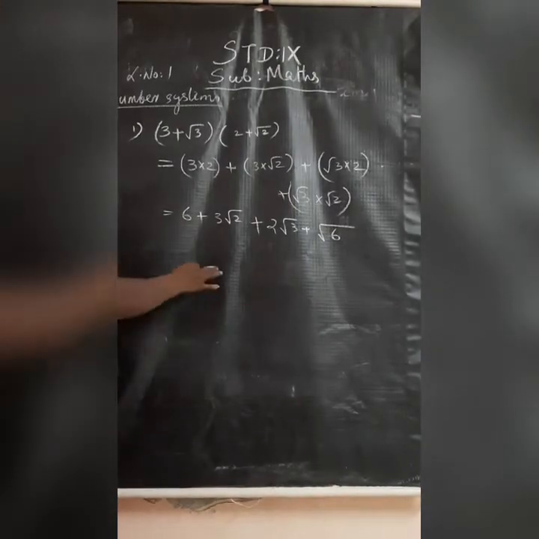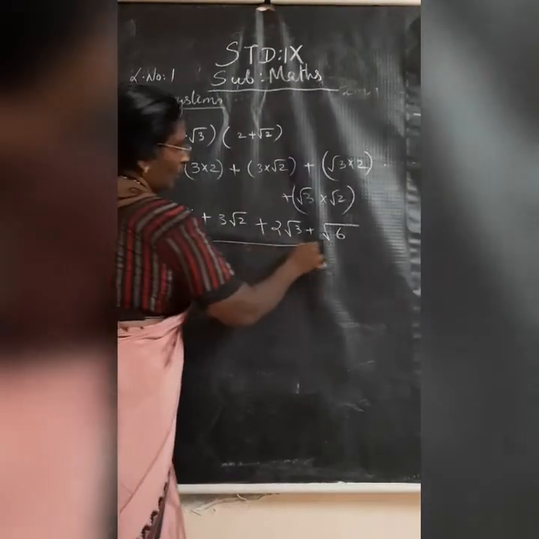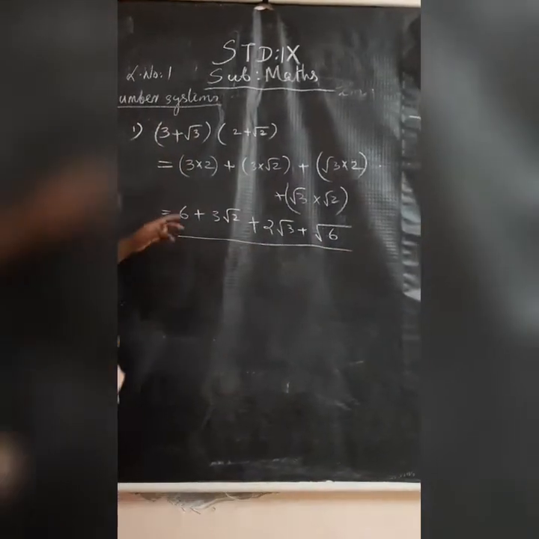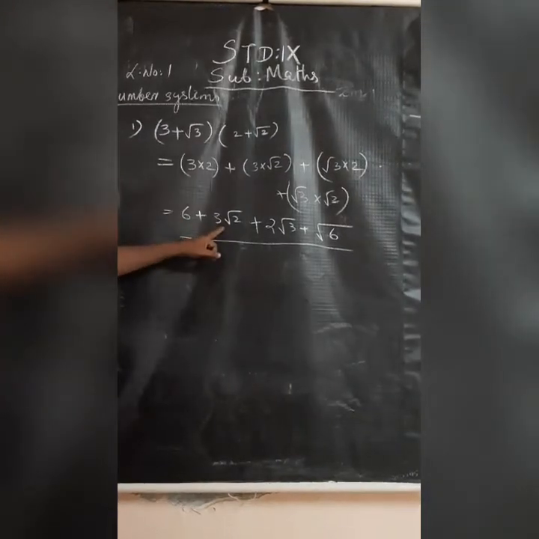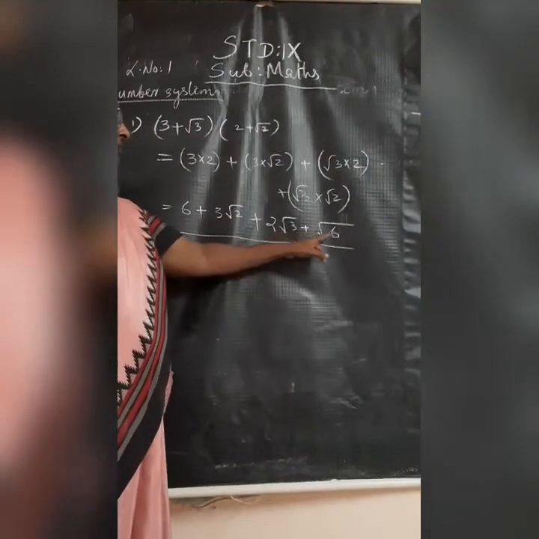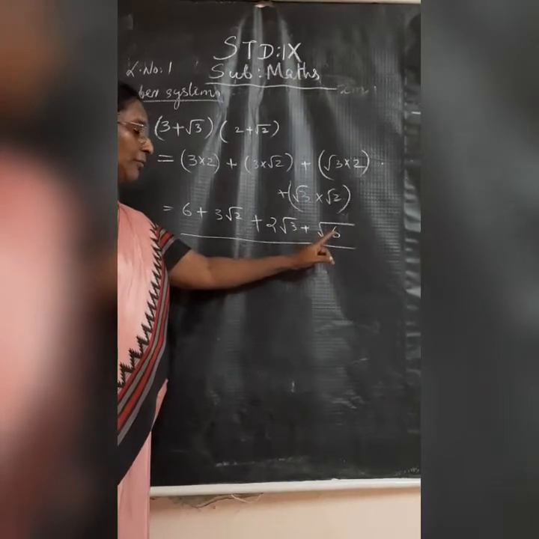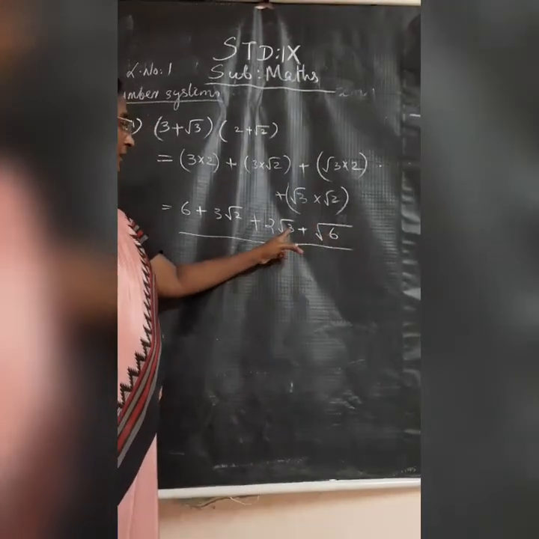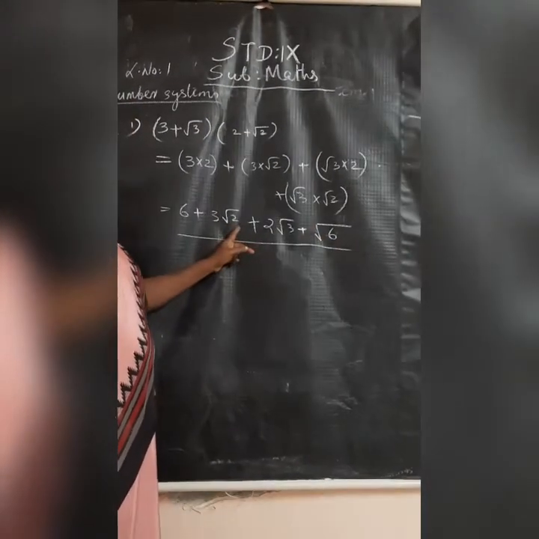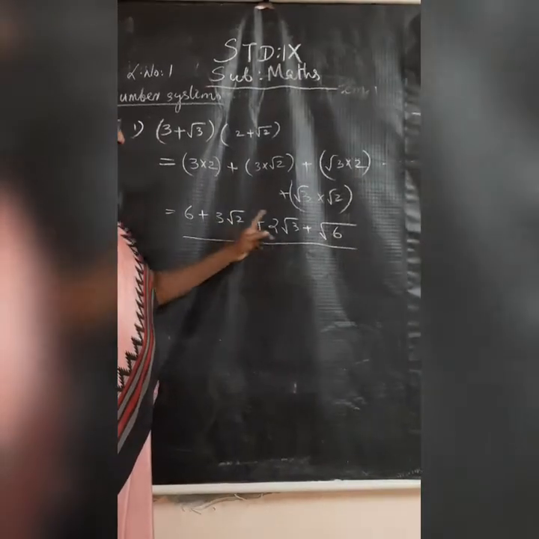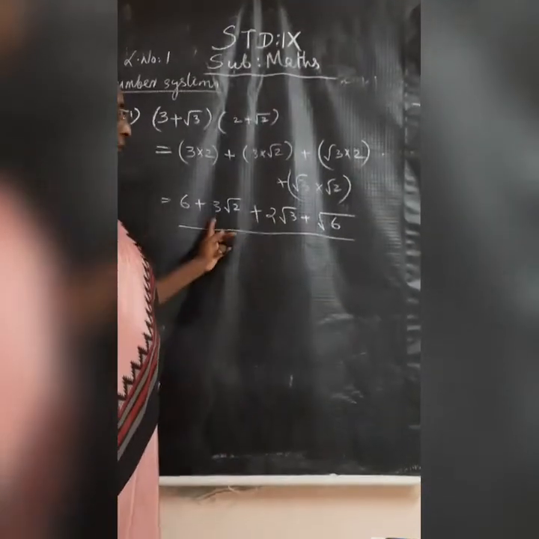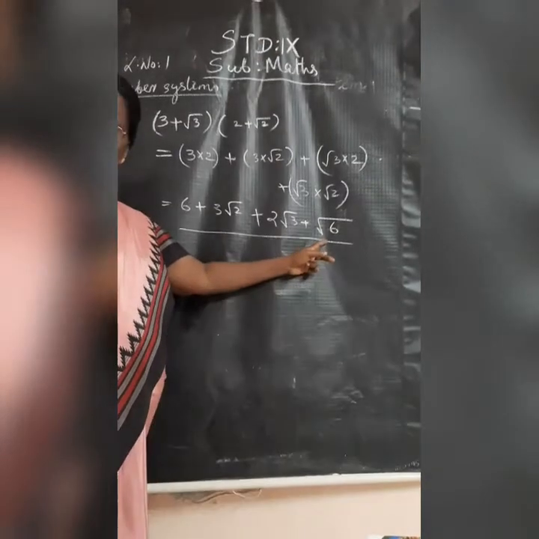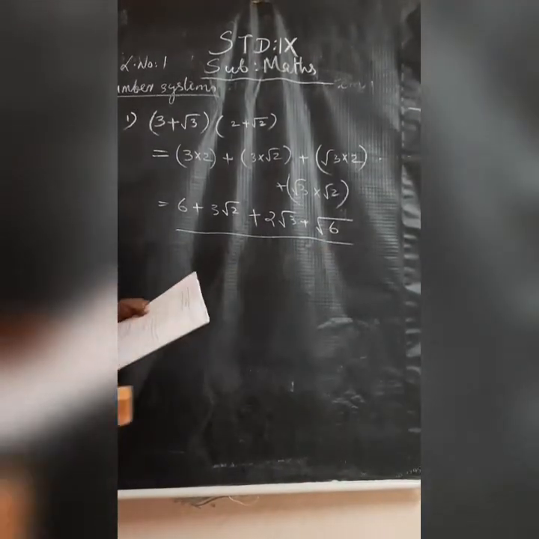Now see, there is no need to write again. All the terms here came. So this is rational, and this is irrational, this is irrational, this is irrational. Some of the students will write 6 plus 3 is 9, 9 plus 2 is 11. That is wrong, because these are all different irrational numbers, so we can't add them together. Clear now? So copy along with me and do also.